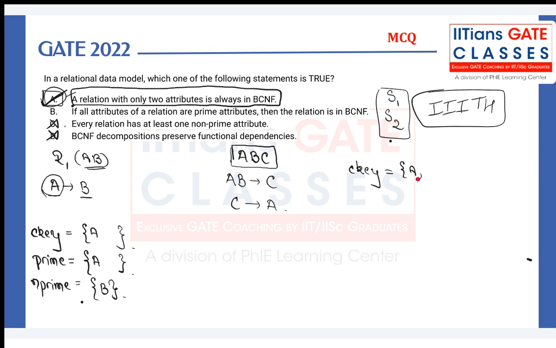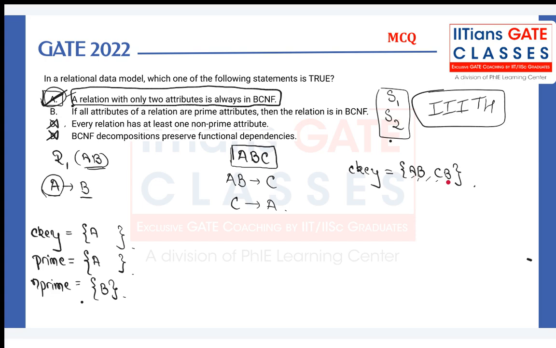So what are the prime attributes in this relation? A and B, right? CB also? Yeah, very good. AB and CB. Right? Very good. Okay. So who are the prime attributes of this relation? All ABC, right? Because all the attributes are part of a candidate key.